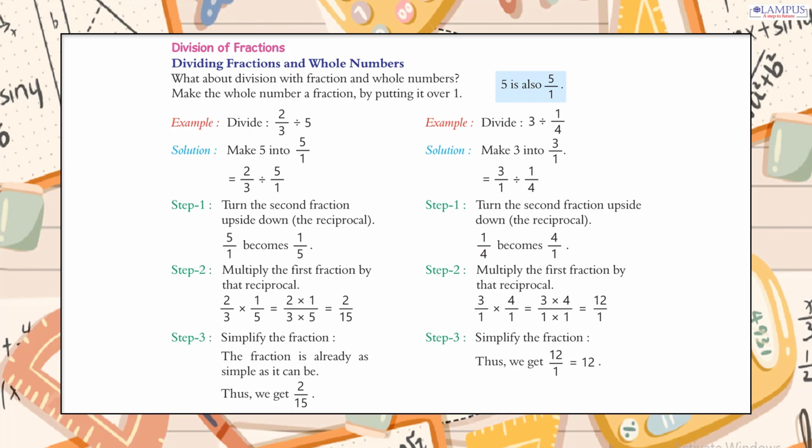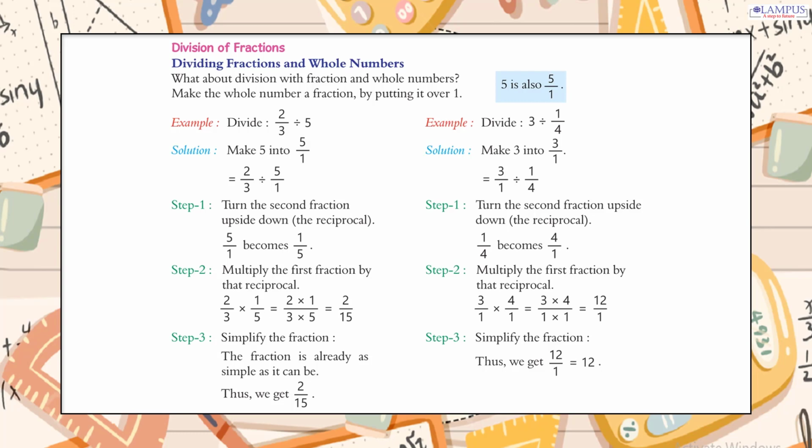Division of fractions. Dividing fractions and whole numbers. What about division with fractions and whole numbers? Make the whole number a fraction by putting it over 1. 5 is also 5/1. Example. Divide 2/3 by 5. Solution. Make 5 into 5/1. Equals 2/3 divided by 5/1.